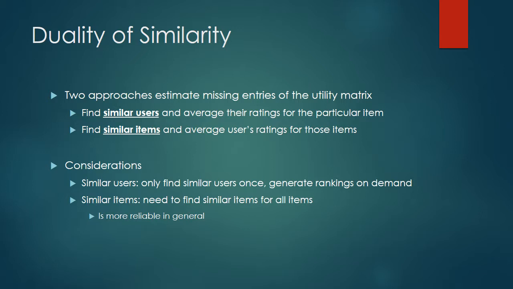One important thing, given the matrix, goes back to what we talked about earlier: there is a duality. You have 2 approaches from a collaborative filtering perspective. We can find similar users and average the ratings for the particular item. We have some missing entry out here, so I can find similar users, average their values, and that gives me the value for this missing entry. I can also find similar items and average the user's ratings for those items.